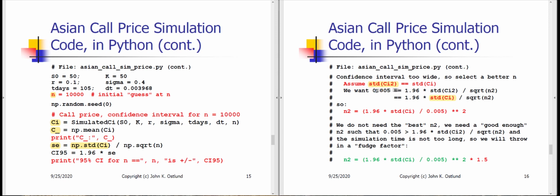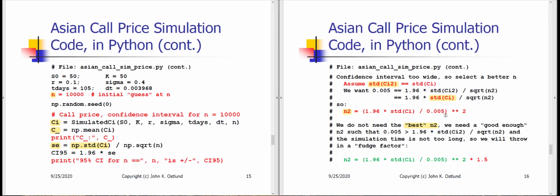Well, we're actually looking for n2. We've specified this precision 0.005. We're actually looking for n2, so we need to multiply by the square root of n2, divide by 0.005, and then square, and that will get us an n2 that is more likely to get us the narrow confidence interval that we want. Now, I want to be clear that we are not engaged in trying to optimize what the perfect n2 is. We're just trying to find a good enough n2 so that we get a narrow enough confidence interval and that the simulation time is not outrageously long.